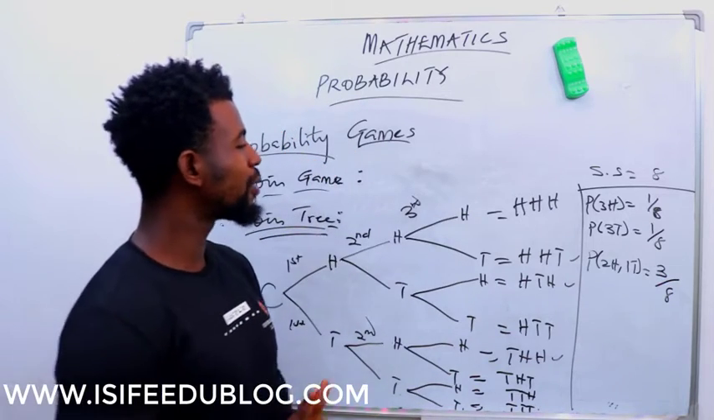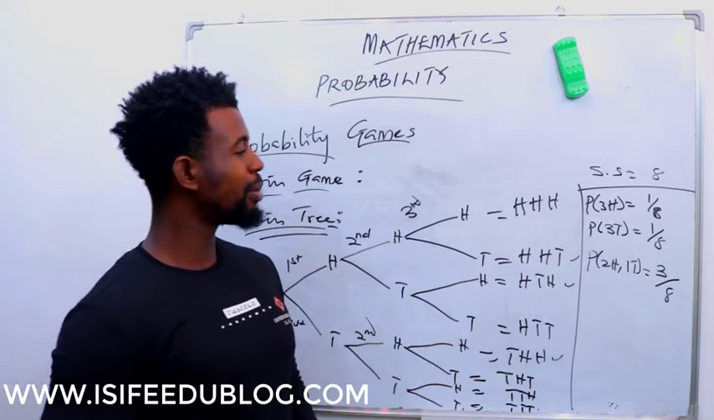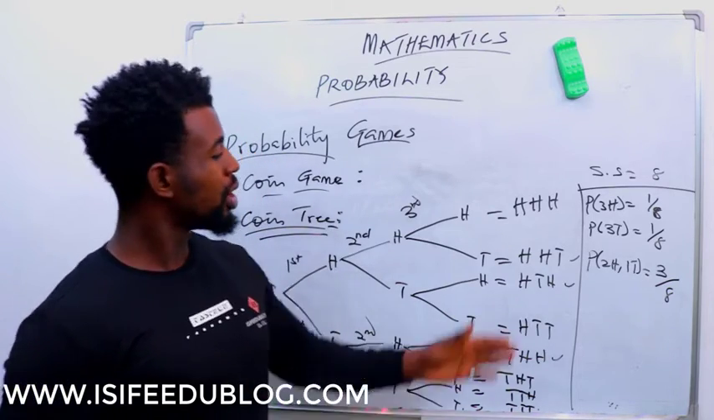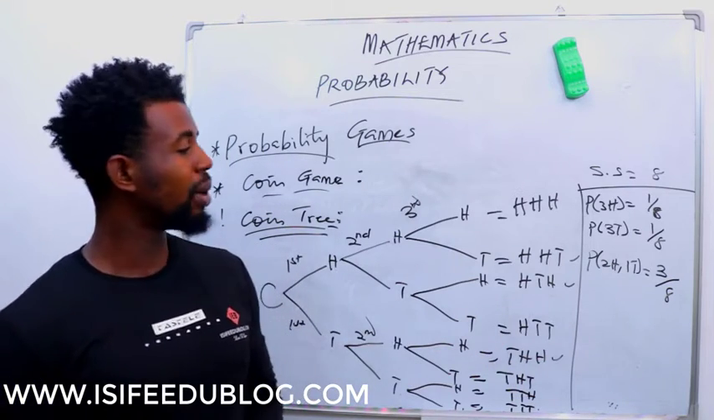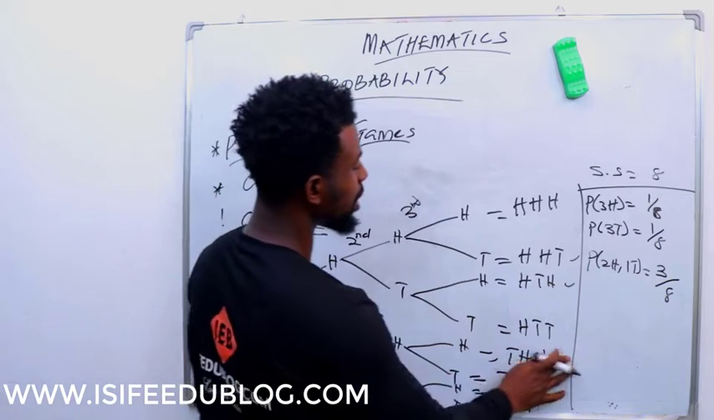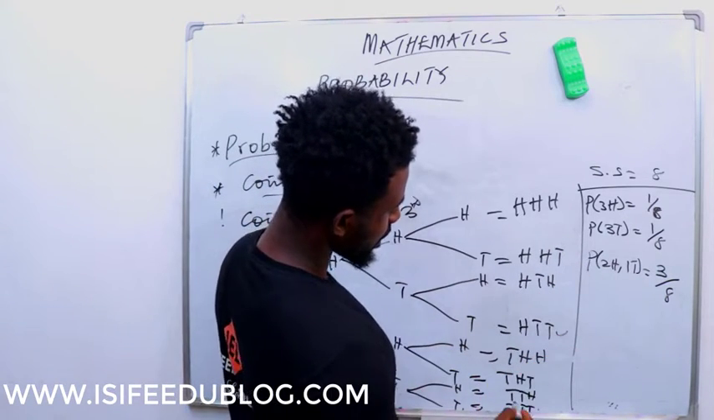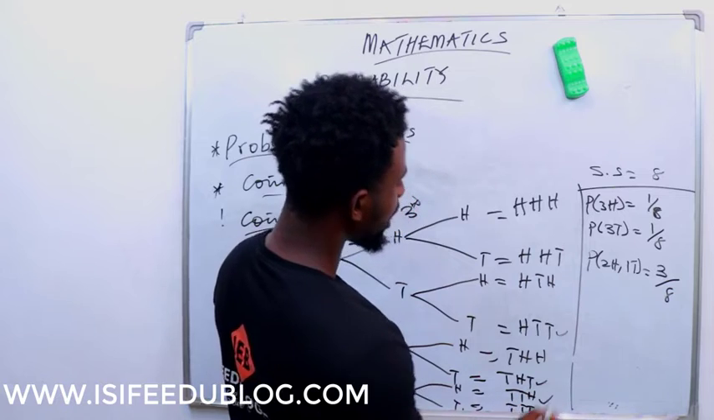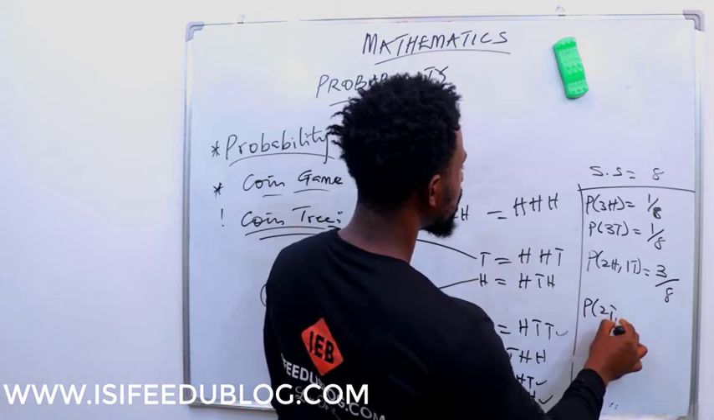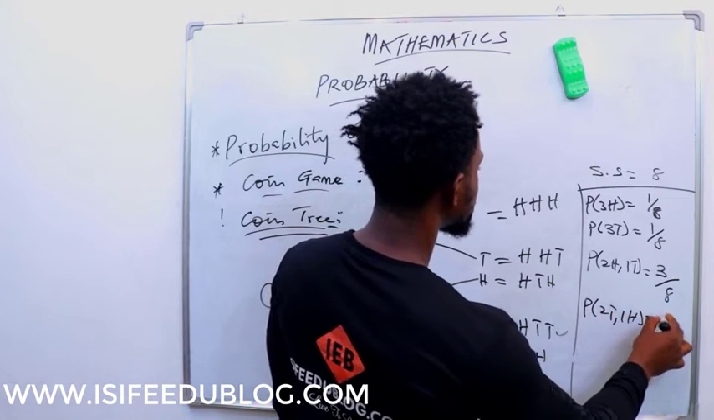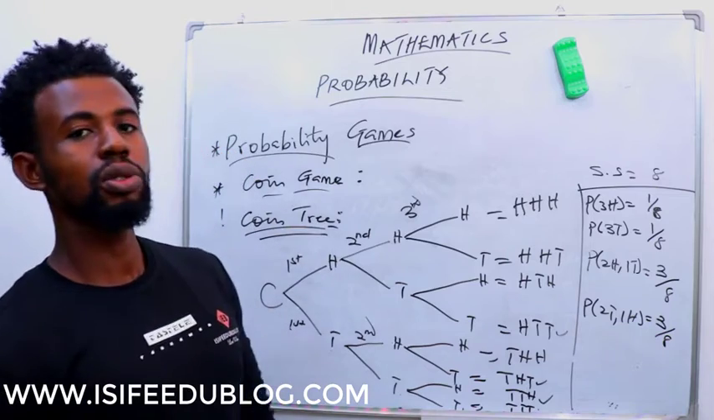You can also be asked to find the probability of having 2 tails and 1 head. Just like what you did for 2 heads and 1 tail, you go to your sample space and look out for scenarios where you have 2 tails and 1 head. Here we have 2 tails and 1 head. Here we have 2 tails and 1 head. Here we have 2 tails and 1 head. So the probability of 2 tails and 1 head is still 3 over 8. And so on and so forth.